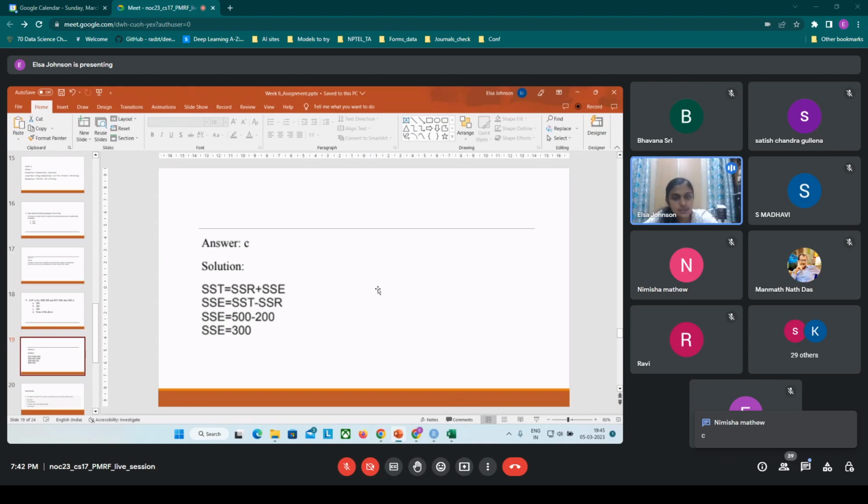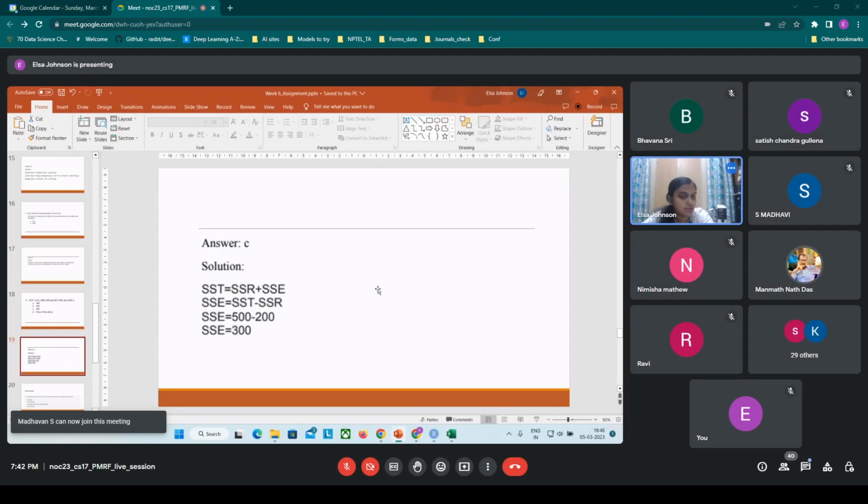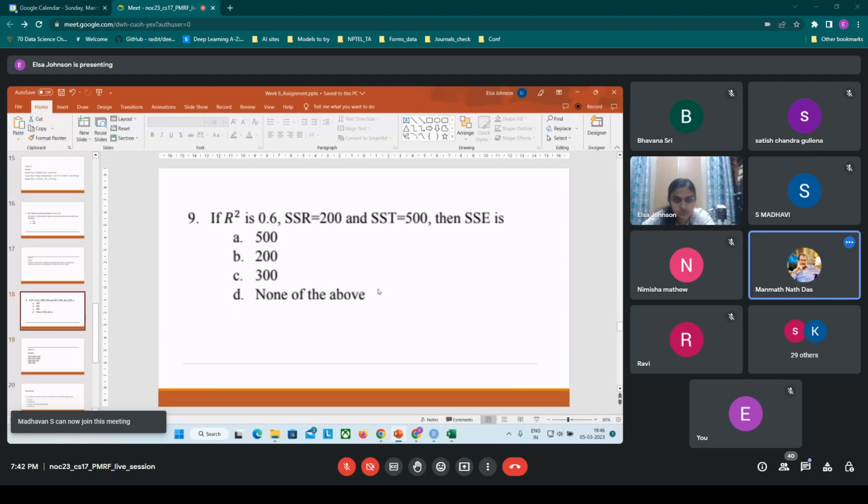Now there are some little practice questions. Just go back to the previous question. Here SSR and SST are given, and from the formula SST is equal to SSR plus SSE, SSE is equal to SST minus SSR, so we can find it is 300. But if we put in the R square value in the equation R square is equal to 1 minus SSE by SST, then since SST is given, we can find the SSE value as 200. Check it.